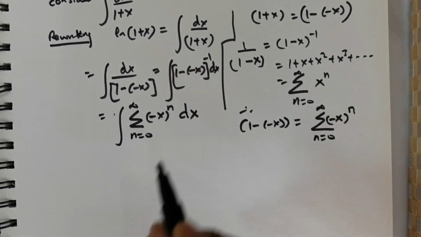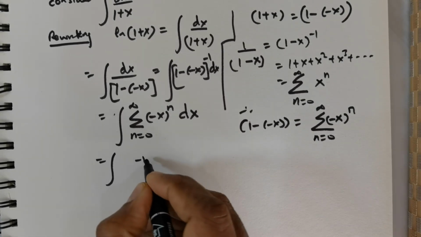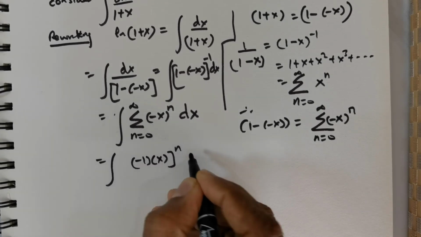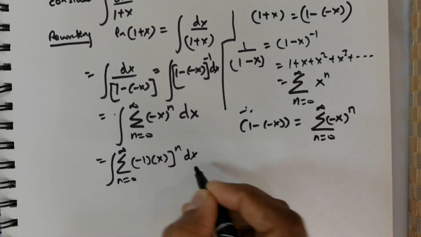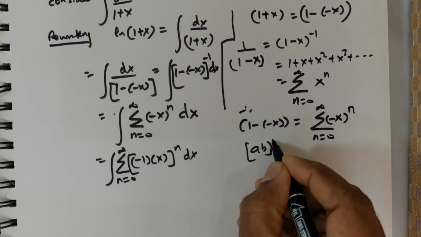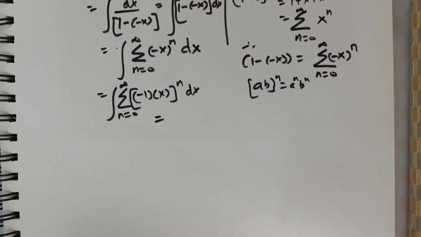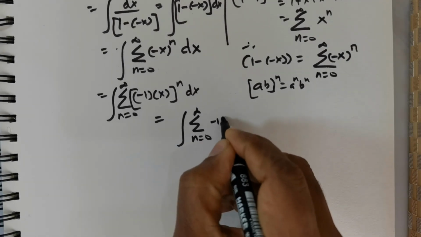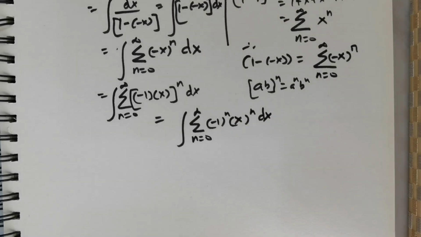Now you have this (-x)^n. I'm going to rewrite this as (-1 times x) raised to the power of n, with the sum from n = 0 to infinity, and you have this dx. Now if you have (ab)^n, you can rewrite this as a^n b^n from the law of indices. So this is equal to the integral of the sum from n = 0 to infinity of (-1)^n x^n dx.